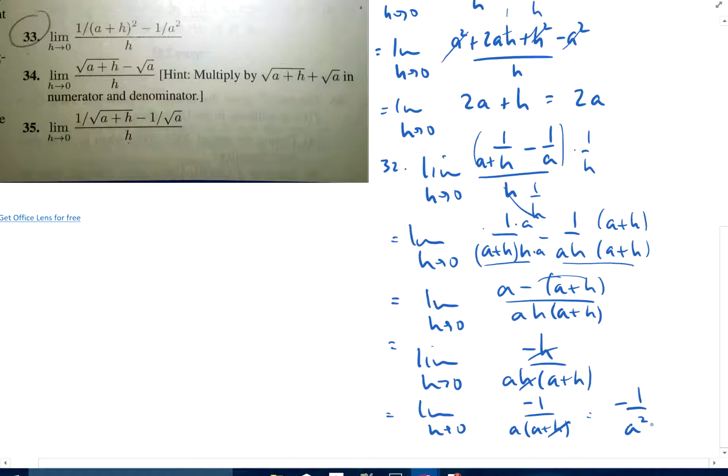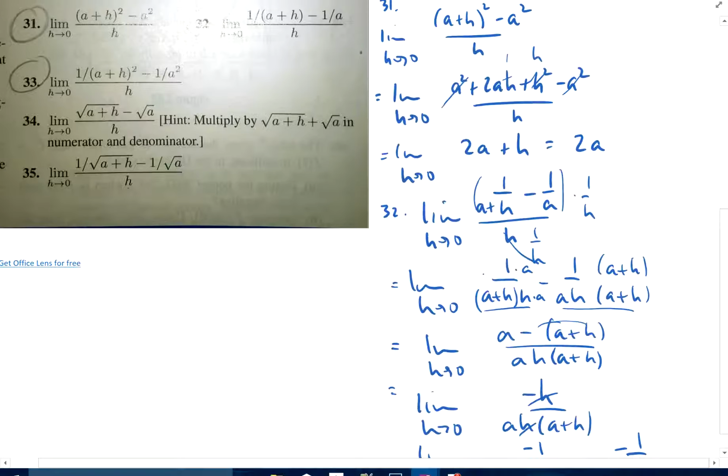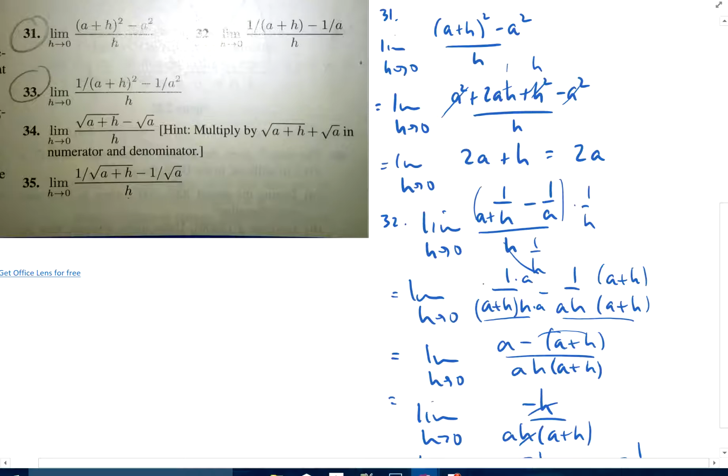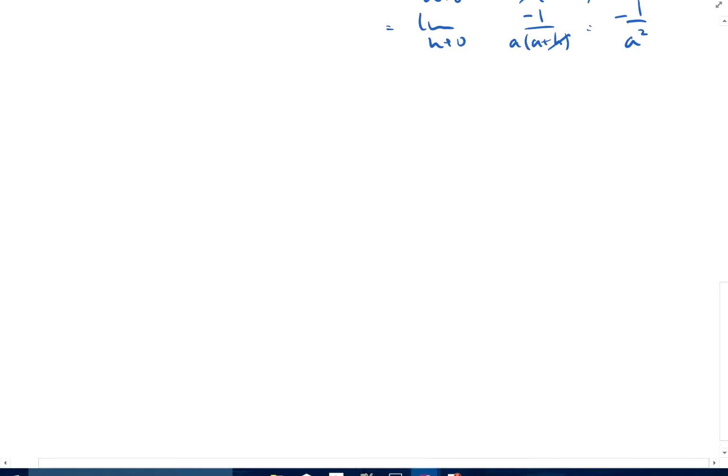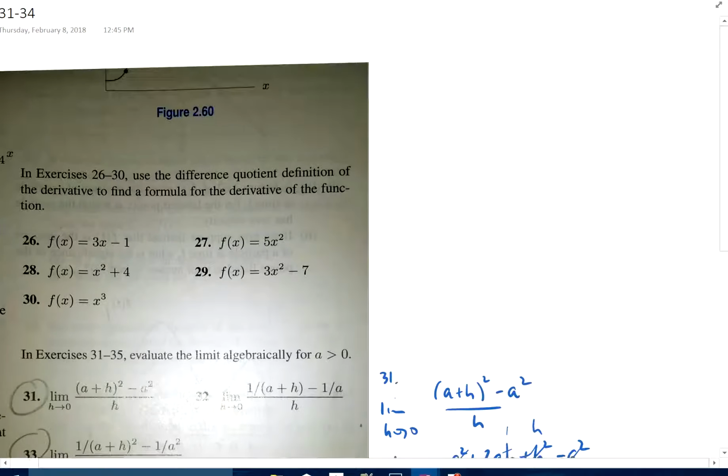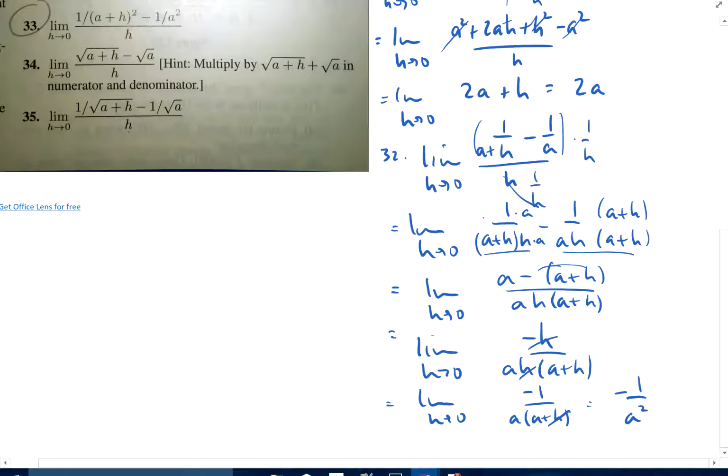All right, 33. Let's see, 33 is similar, except it's got squares on it. There we go. Limit, this is 33, as h goes to 0.